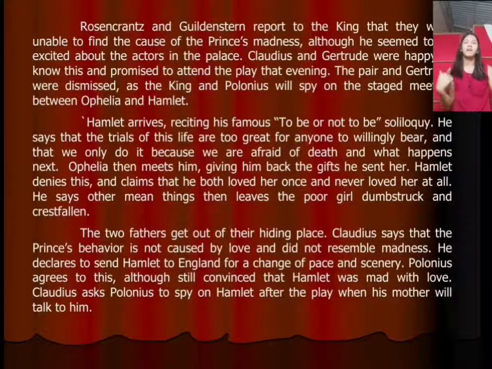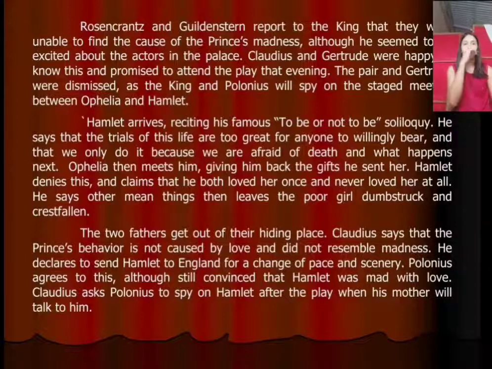Hamlet. Hamlet arrives reciting his famous "to be or not to be" soliloquy. He says that the trials of life are too great for anyone to willingly bear, and that we only do it because we are afraid of death and what happens next.